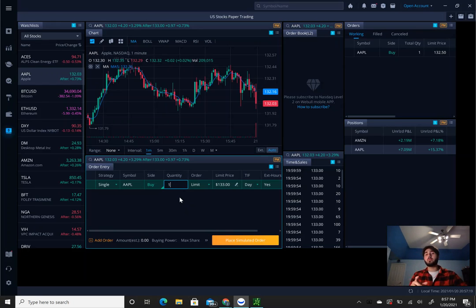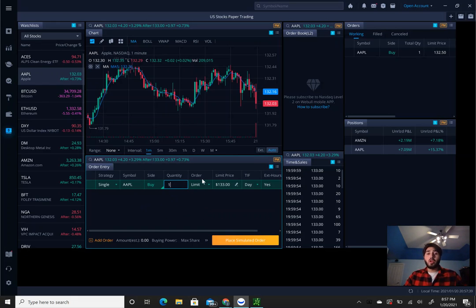The only problem with TD and Robinhood is that you can't do fractional shares. So if you wanted to buy like 1.5 shares of Apple, Robinhood, I think, is the only broker that I know allows you to do that. If you guys want me to cover Robinhood, let me know in the description below. I'll definitely do a Robinhood video. But for right now, this is just going to be Webull and TD.